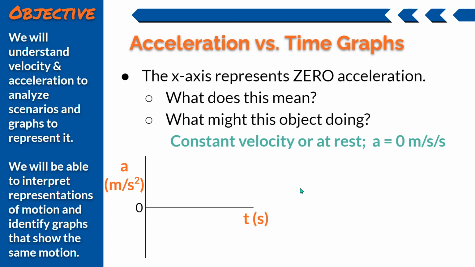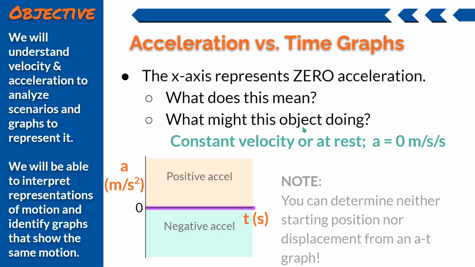That's what it means. Okay, so if you have an AT graph with your data on the x-axis, that object is either moving at a constant speed or it's not moving at all, but you don't know which if all you see is that. You can't tell which one it is. You just know it's one of those two. It's not changing its velocity. That's all you can see. You don't get much information from an AT graph. Okay, again, anything up here is going to represent positive acceleration. Anything down here is going to represent negative acceleration.